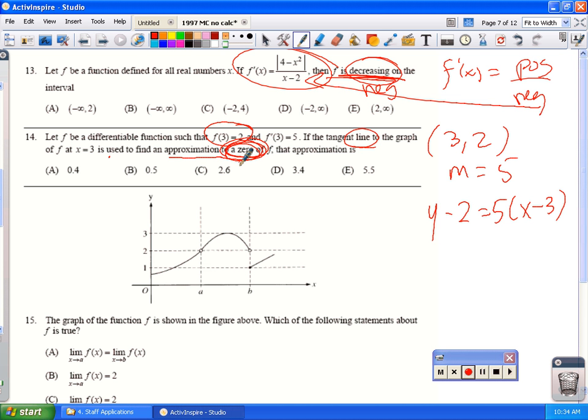Approximate a 0. Remember local linearity? We would make a tangent line under a curve, and we said you can use the tangent line to approximate y values that are really, really close. That's all they're asking us to do. But see, they tell you what to do. Now, you have to know what a 0 is.